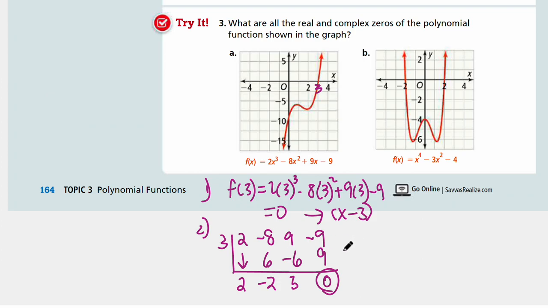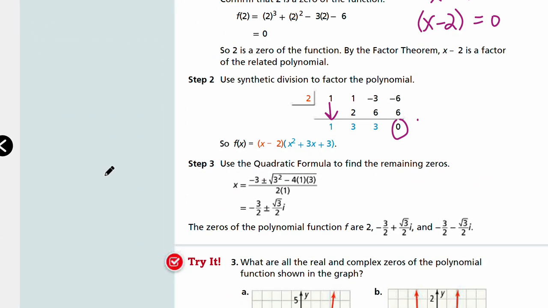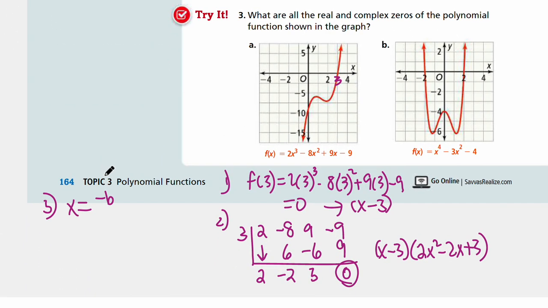Okay, good. So if we divide it, we know that this function is equal to x minus 3 times 2x squared minus 2x plus 3. Okay, and the third step, you're going to use the quadratic formula. Your a is equal to 2, and b is equal to -2, and c is equal to 3.